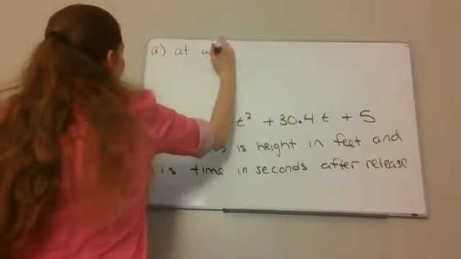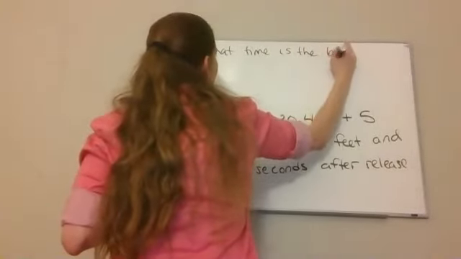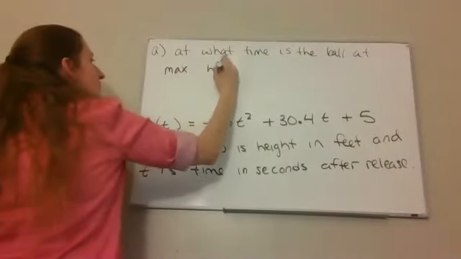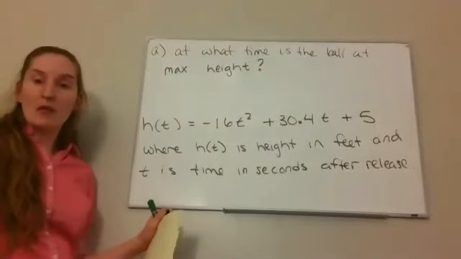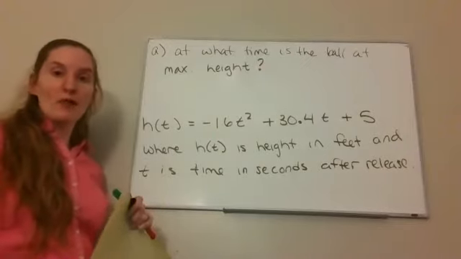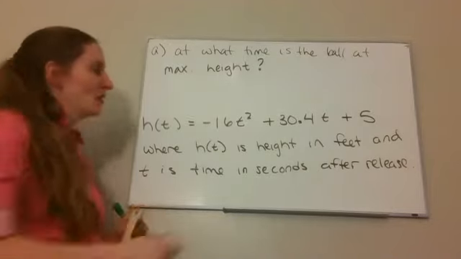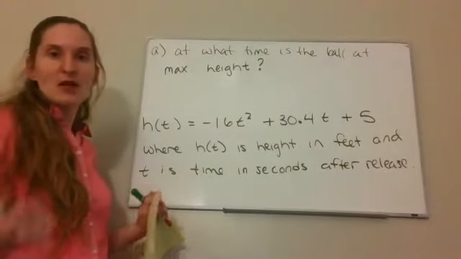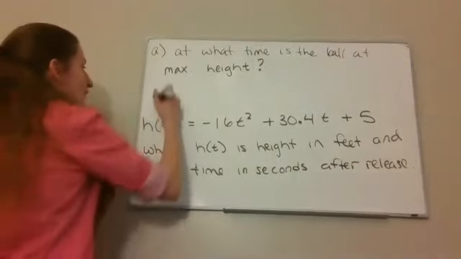So at what time is the ball at maximum height? Well, let's think for a second. We know that with all parabolas, we have either a minimum point or a maximum point. We have a maximum point when the parabola opens downwards, which means that our A is negative. Our A is negative in this problem, so we do indeed have a maximum point. Where does that maximum occur? At the vertex.